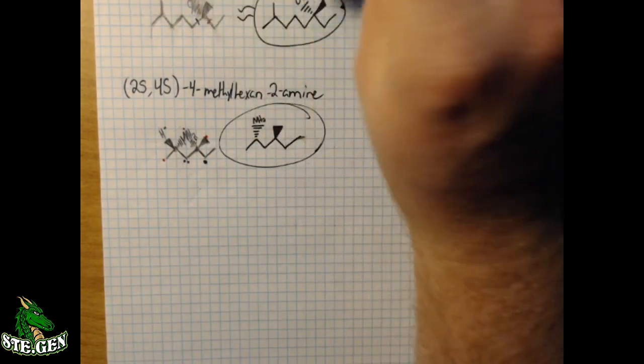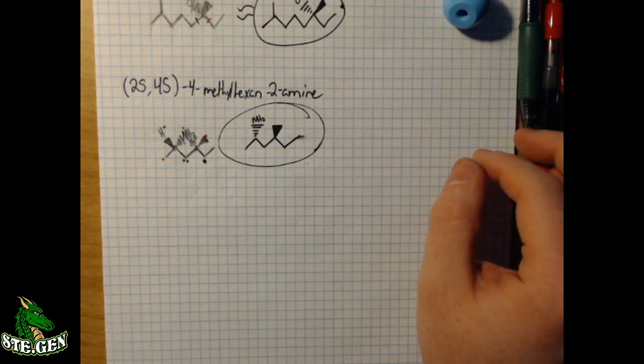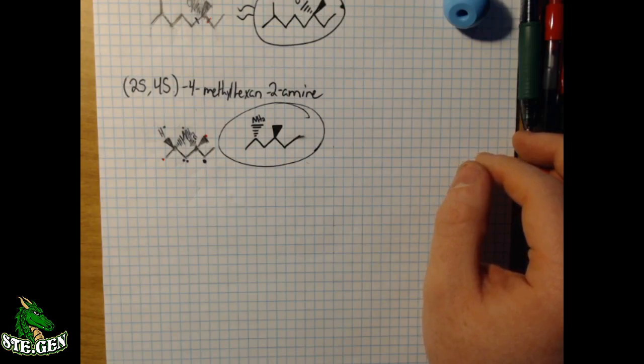So those are my 2 examples for name to structure. Name to structure is definitely harder this chapter than structure to name. If you've got any questions, please let me know. Shoot me an email so I can try to figure out a way to help you out.